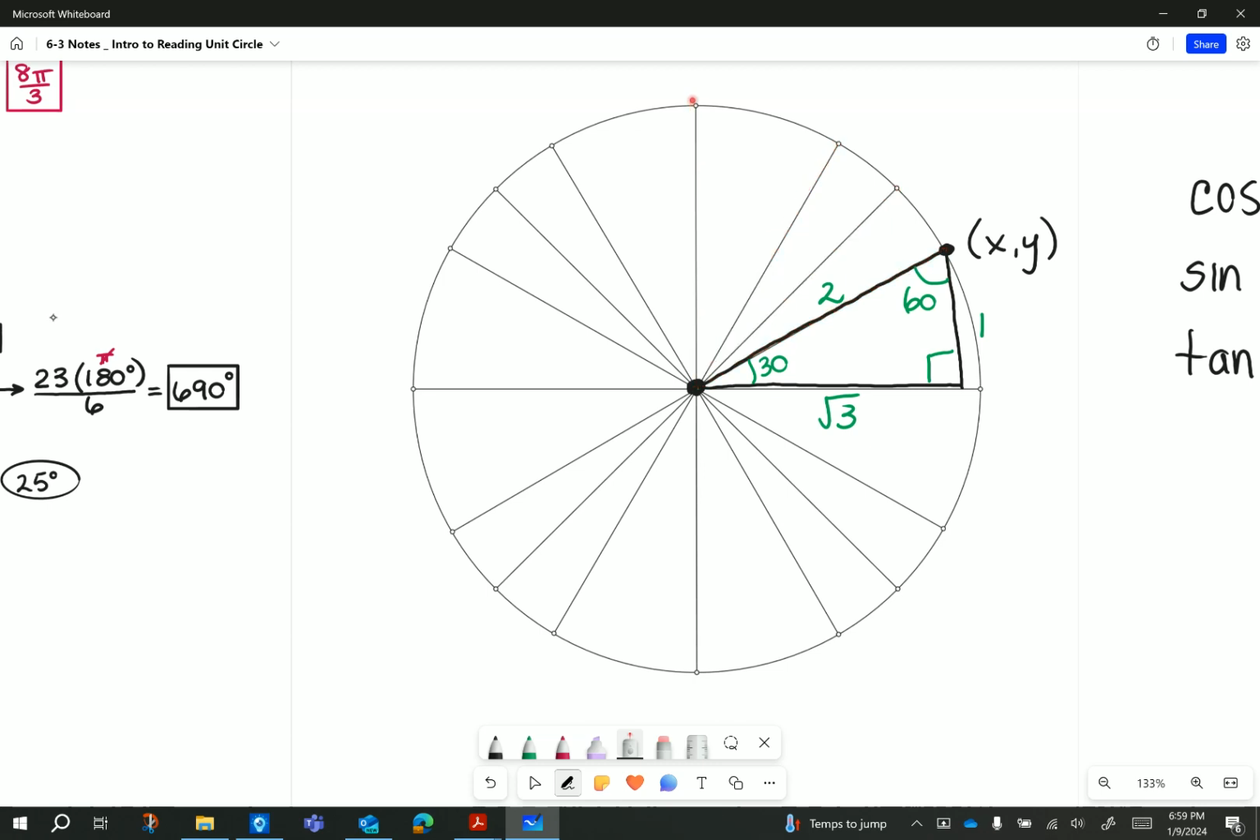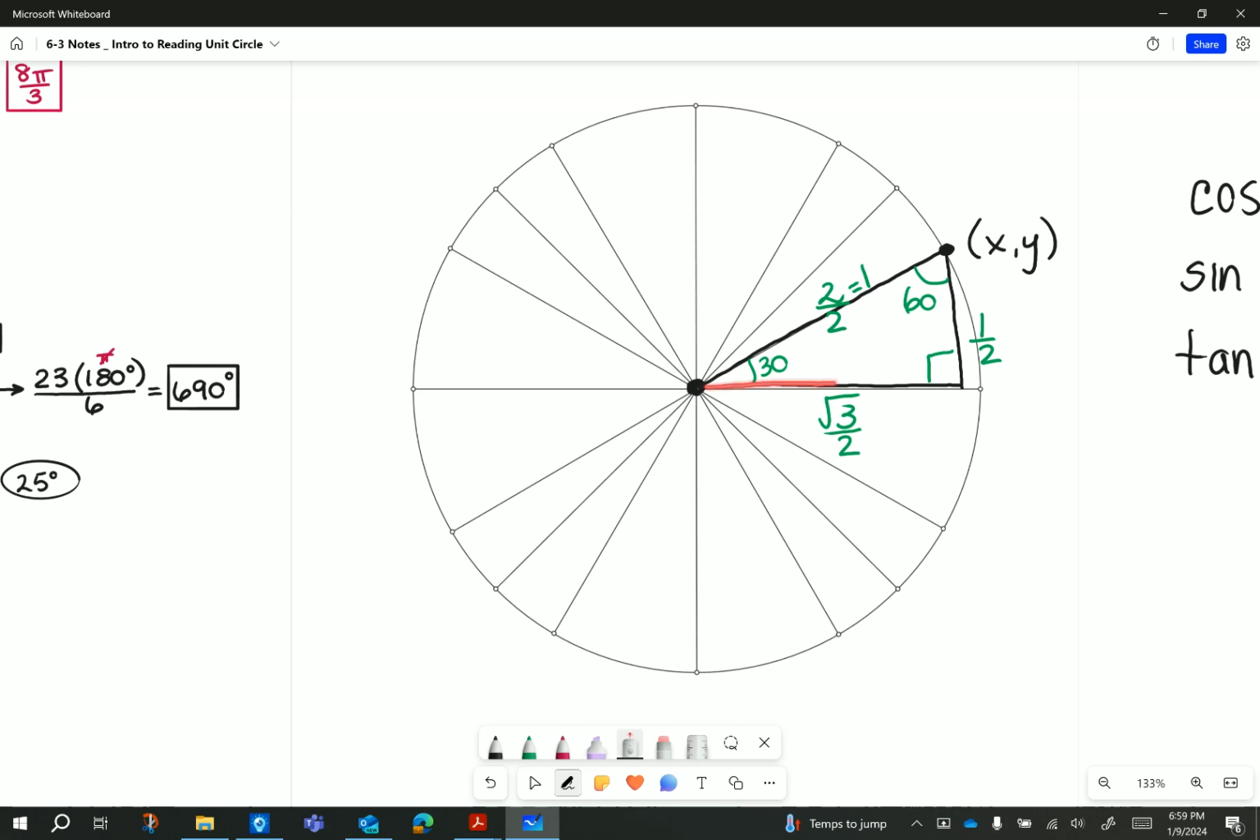Right now, based on this triangle, I have the radius being 2 units in length. So what they decided to do was this. They said, you know what, let's divide everything by 2. And so they divided this by 2 to make it a 1, divided this by 2, and they divided this by 2 so that the radius of the hypotenuse was a 1.